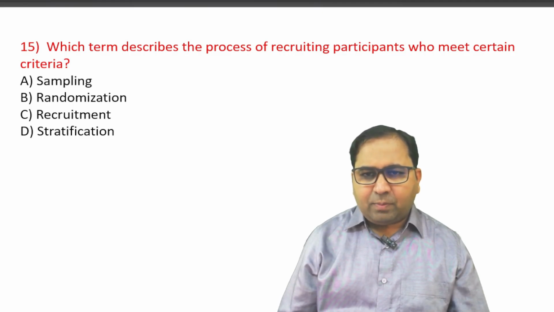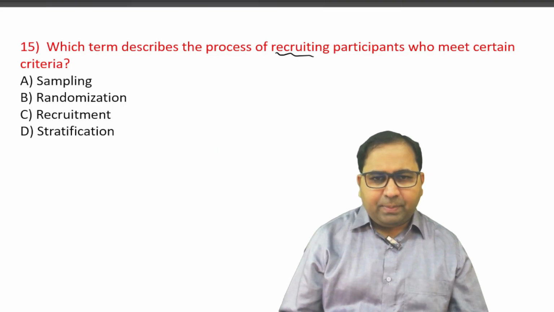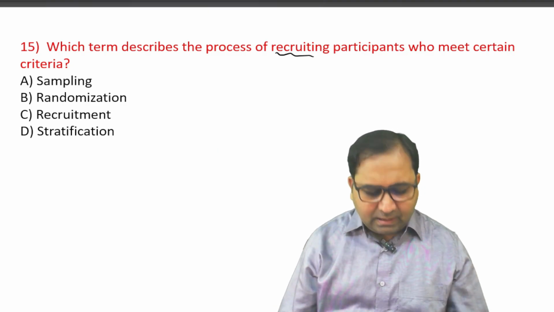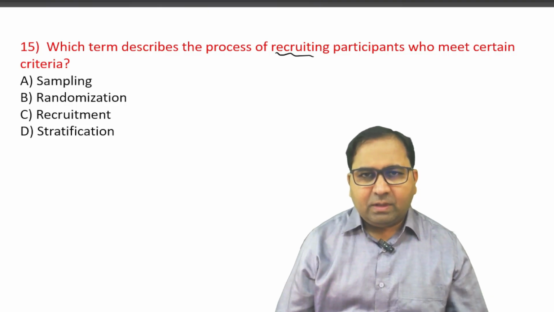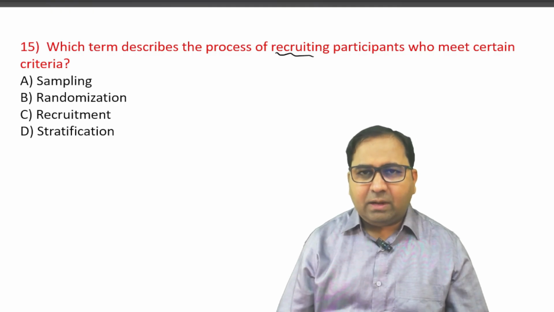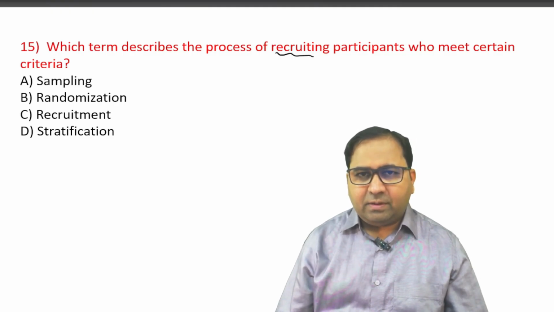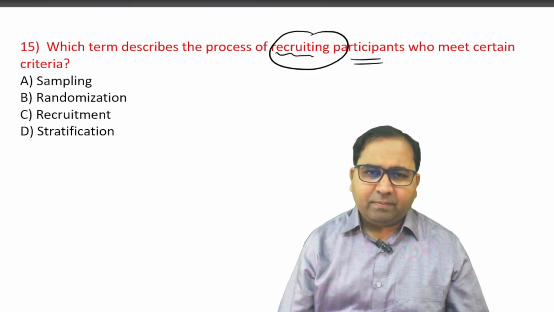Okay, then next question. Which term describes the process of recruiting the participants who meet certain criteria? A. Sampling, B. Randomization, C. Recruitment, or D. Stratification. Sometimes the examiner will give such a simple question and will try to misguide or confuse the students. They themselves have told which term describes the process of recruiting the participants. This is done in something called recruitment.